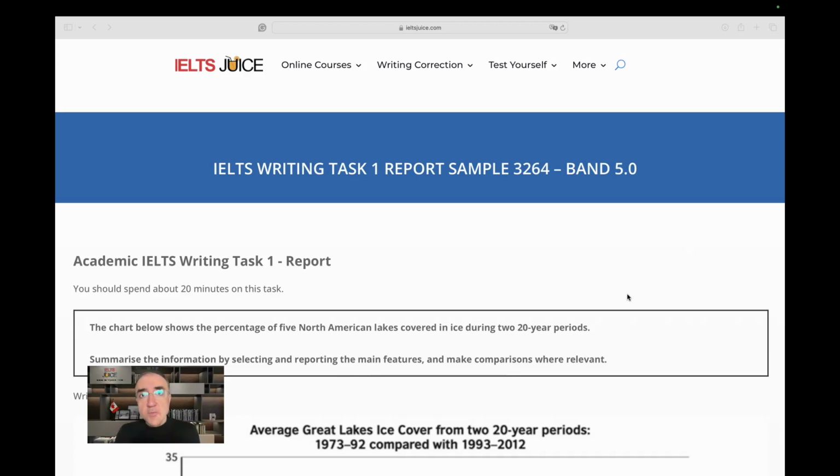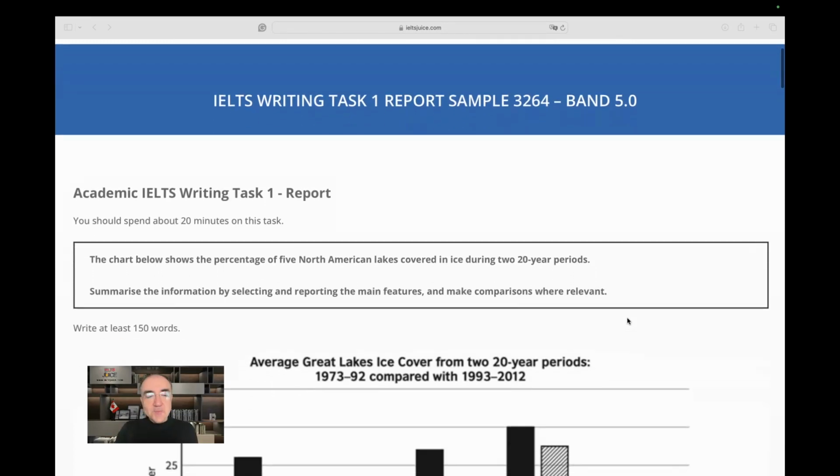And here's a sample. Welcome to IELTS Juice. We're going to assess the sample together and we're going to find out which areas we need to improve on. So, without further ado, let's begin.